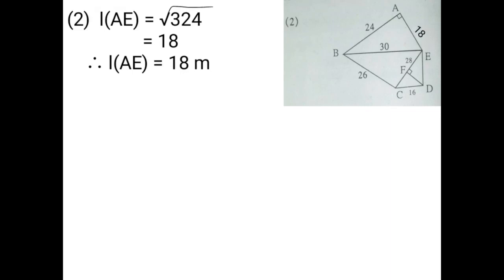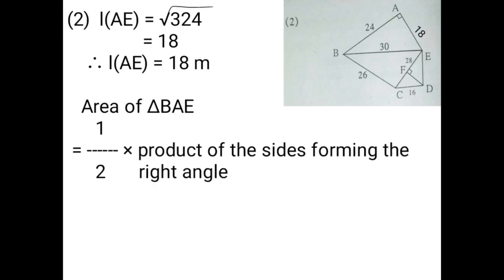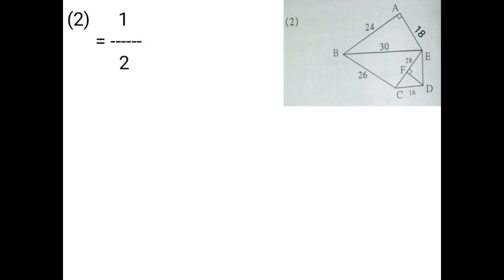Triangle BAE is the right angle triangle. Side BA and side AE are the sides forming the right angle. Area of triangle BAE is equal to half into product of the sides forming the right angle. That is equal to half into length of AB into length of AE. That is equal to half into length of AB is 24 into length of AE is 18.